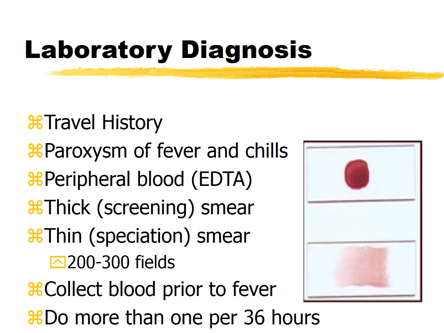We make a thick smear, which is on the top to the right, and we use that for screening purposes. And then we do a thin smear, and we do that to speciate. You want to look at about 200 to 300 fields. You want to collect the blood prior to a fever, and you need to do more than one per 36 hours because these are cyclic.